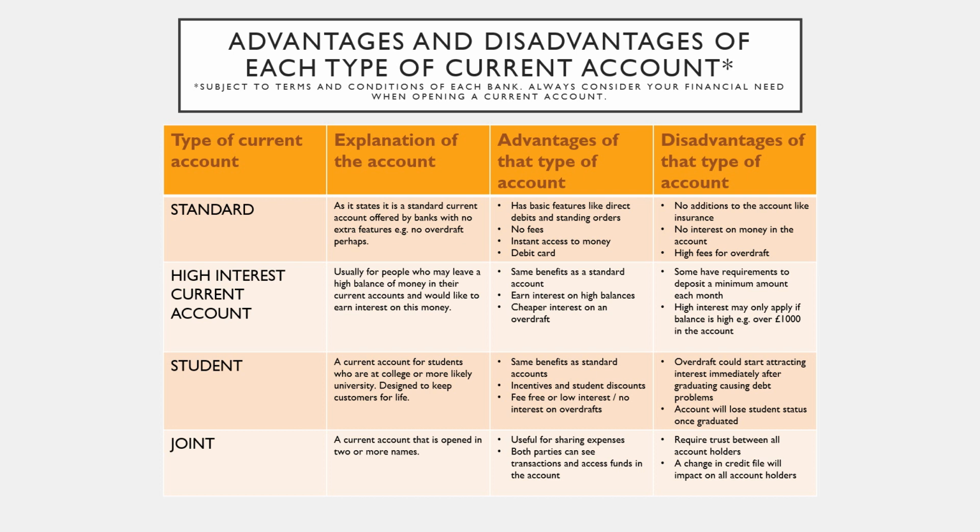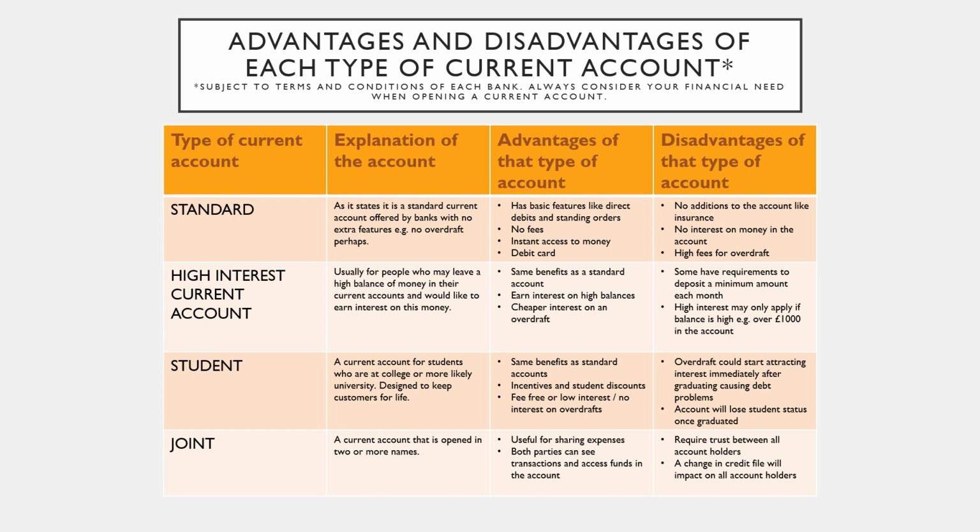Disadvantages of a student account, well, overdraft could start attracting interest immediately after graduating, causing debt problems. So once a student has finished at university and they have graduated, the account normally switches back over to a sort of standard account perhaps, and likely you would be paying a higher rate of interest on that overdraft immediately after finishing university. And of course, if you haven't got a job straight away, that could start causing you some debt problems. And of course, as I mentioned, the account will lose student status once graduated.